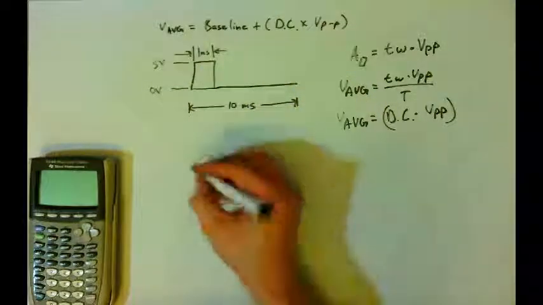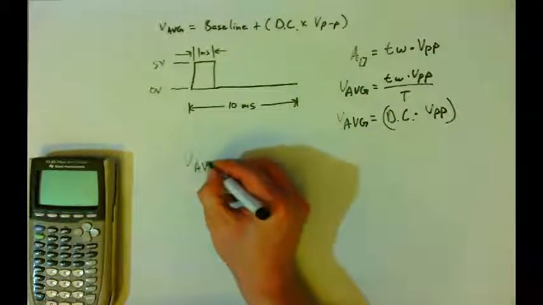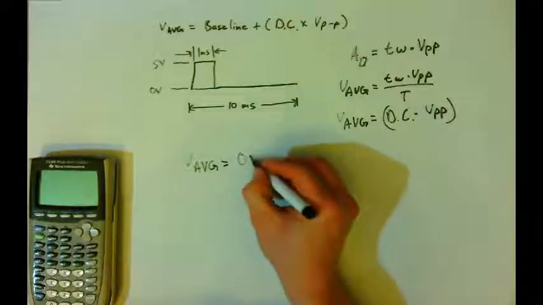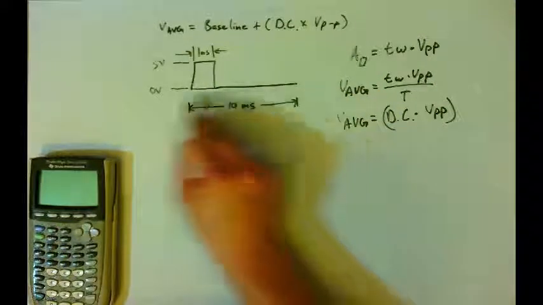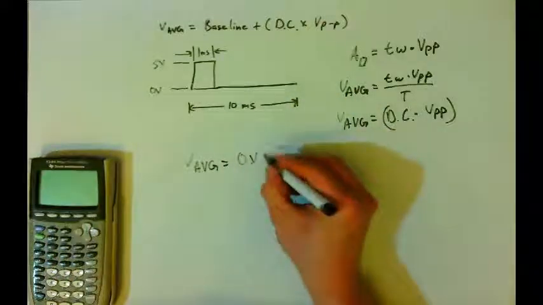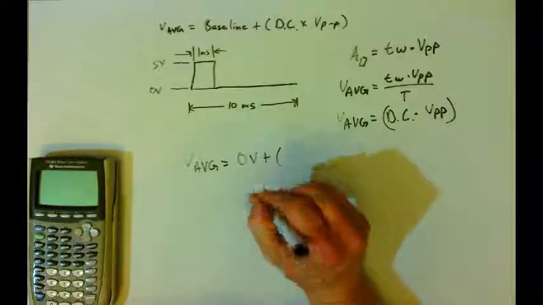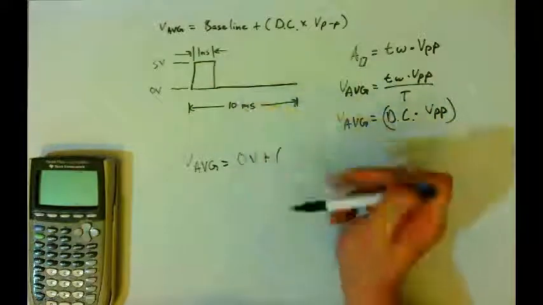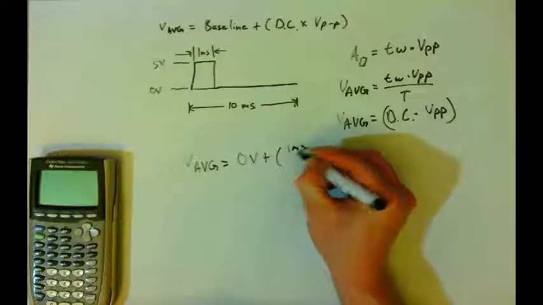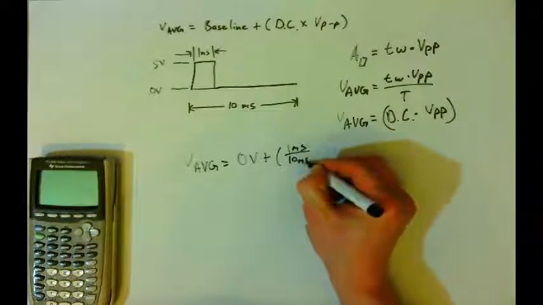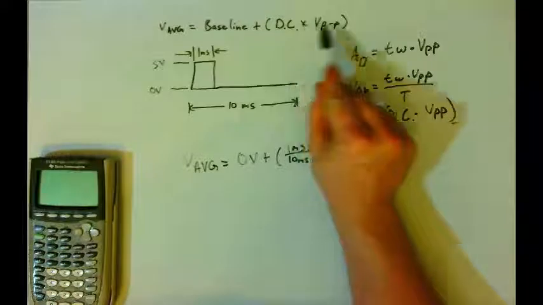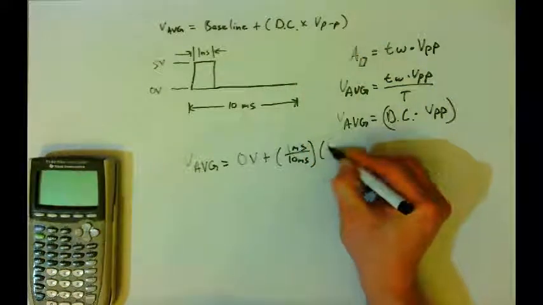And so let's solve the problem. The average voltage for this waveform would be the baseline voltage, which in this example happens to be 0. That's the lowest voltage of the signal, plus the duty cycle, which is going to be the pulse divided by the period, so 1 divided by 10, that's 1 millisecond divided by 10 milliseconds. The milliseconds here is going to cancel, times the peak-to-peak voltage, which is 5 volts.